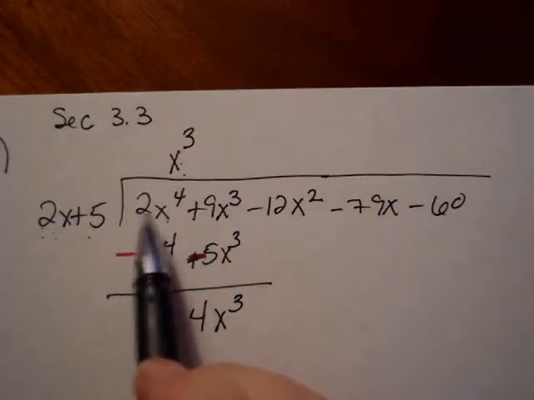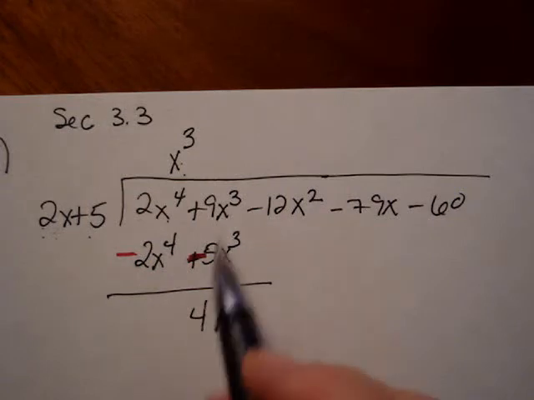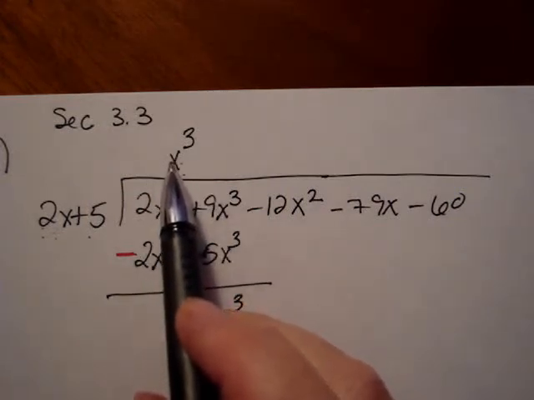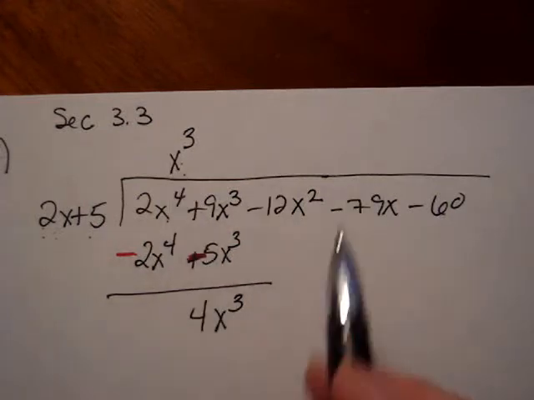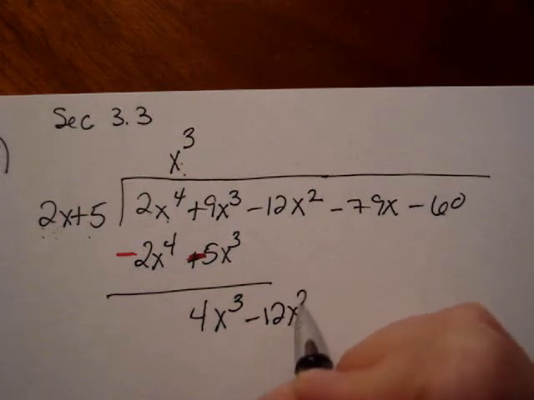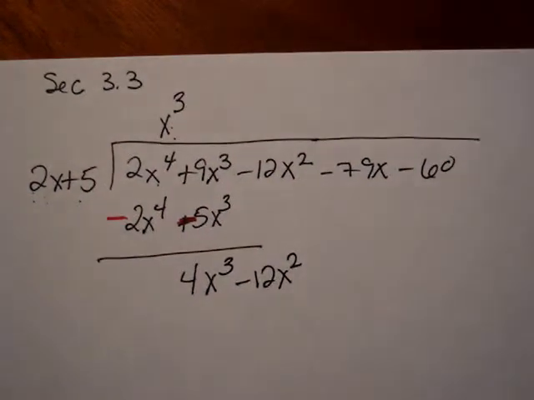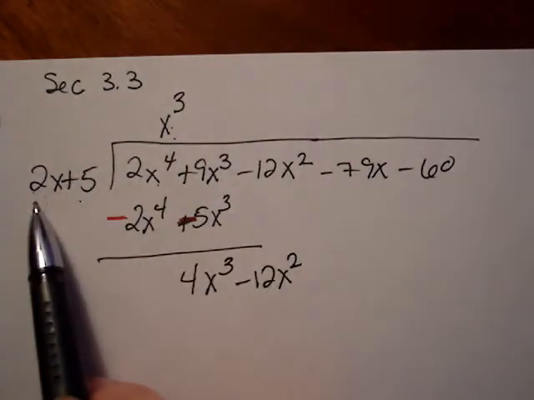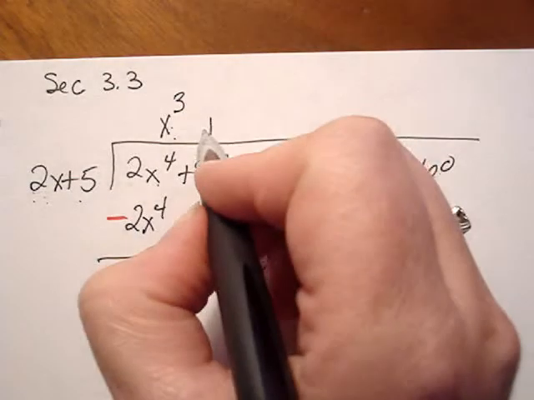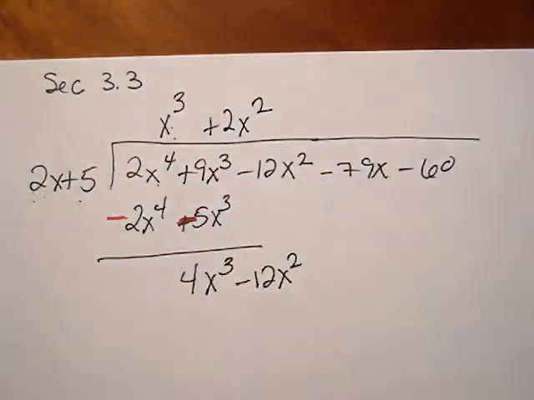And this first term of 2x to the fourth should always subtract out. If it didn't, it means whatever you put up here, the expression, was wrong. So go back and try again. Now let's bring down the next term, minus 12x squared. And now what can I multiply by 2x to get exactly 4x to the third? Well, how about positive 2x squared?